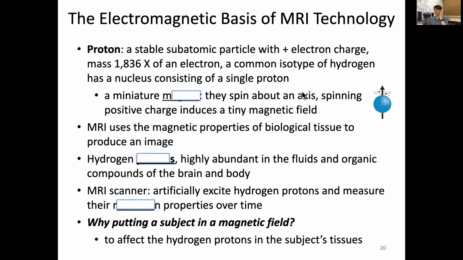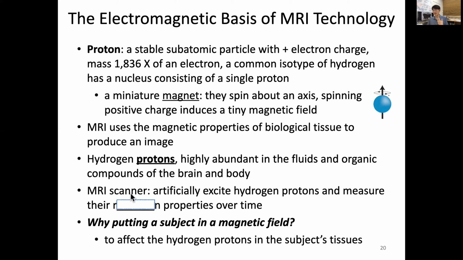So a single proton is like this. It's a miniature, tiny, tiny, small magnet. And they spin about the axis, and a spinning positive charge induces a tiny magnetic field. That's why I call it a tiny magnet. And MRI uses these magnetic properties of biological tissue, especially that proton, to produce an image. Hydrogen protons are highly abundant in the fluids and organic compounds of our brain and the body.